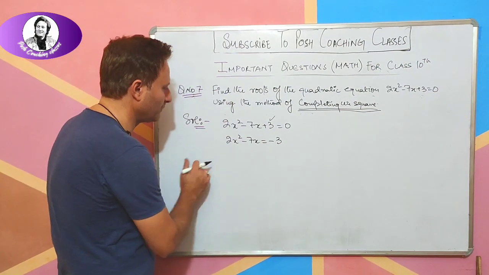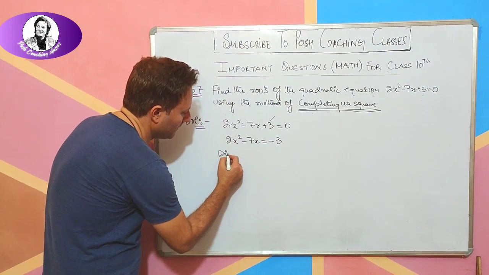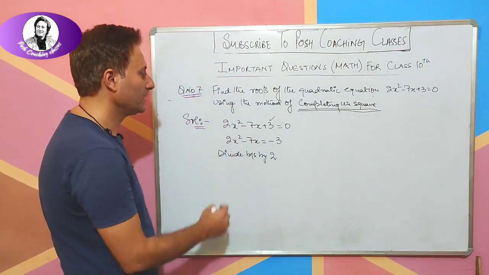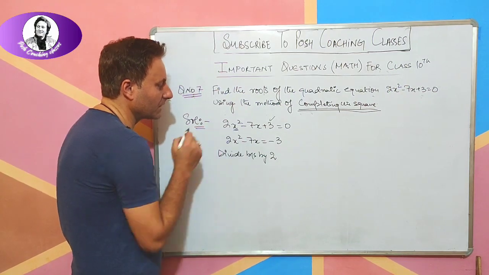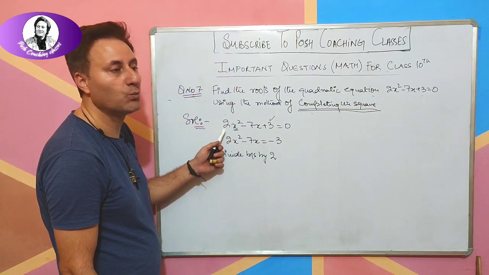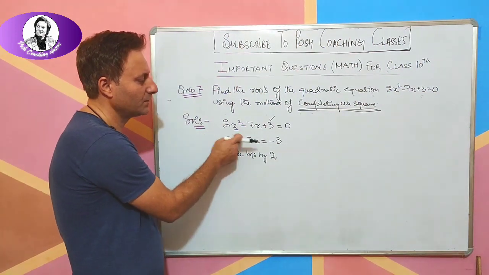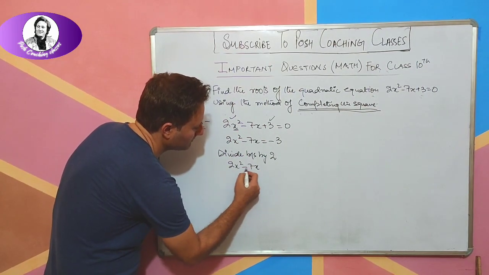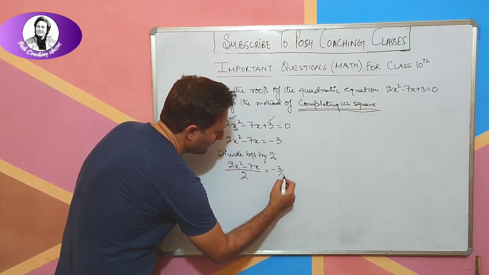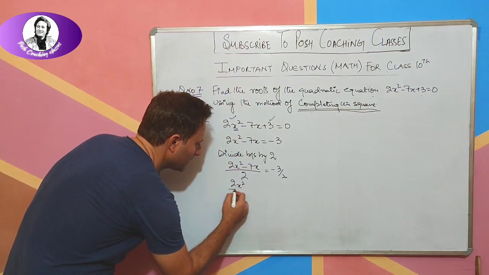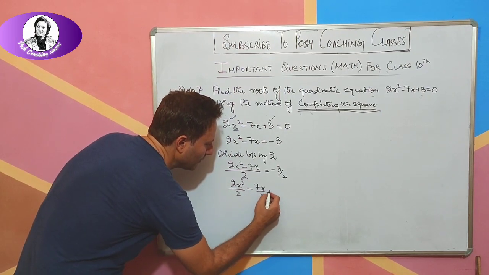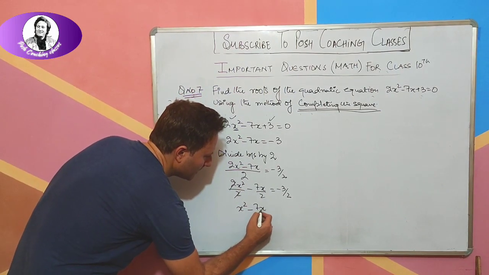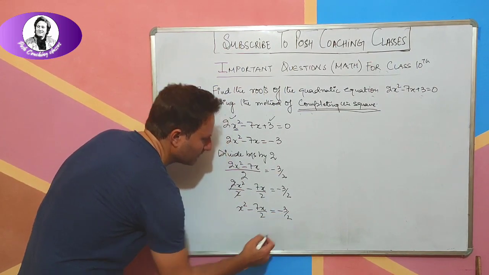Now the next thing we will do, we'll divide both sides by 2. Why? Because we need to make sure this x squared is alone. There is nothing with x squared. So that's the reason, there was 2 here, so we divided it by 2. After dividing, what do we get? It is 2x squared upon 2 minus 7x upon 2 is equal to minus 3 upon 2. x squared minus 7x upon 2 is equal to minus 3 by 2.